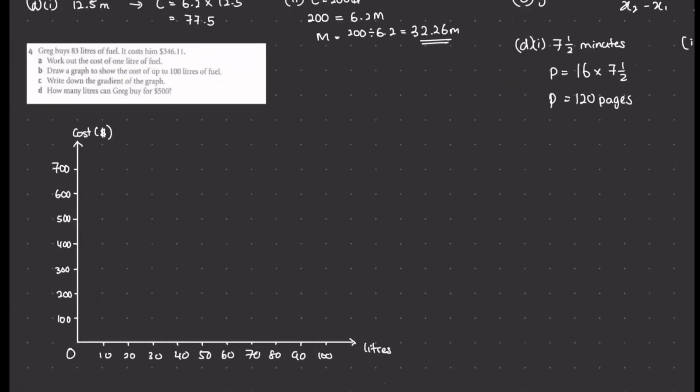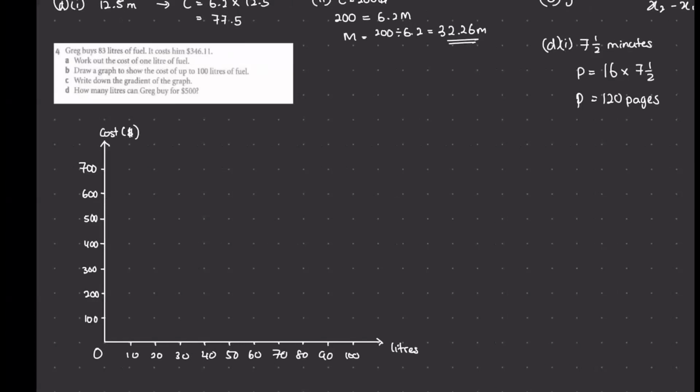Next one, number 4. Greg buys 83 liters of fuel. It costs him $346.11. Work out the cost of 1 liter of fuel. So 83 liters is equal to 346.11. So 1 liter will be equal to, well, if you're doing like how I normally do, I divide 83 here. So this one naturally just divide 83 here. $4.70.